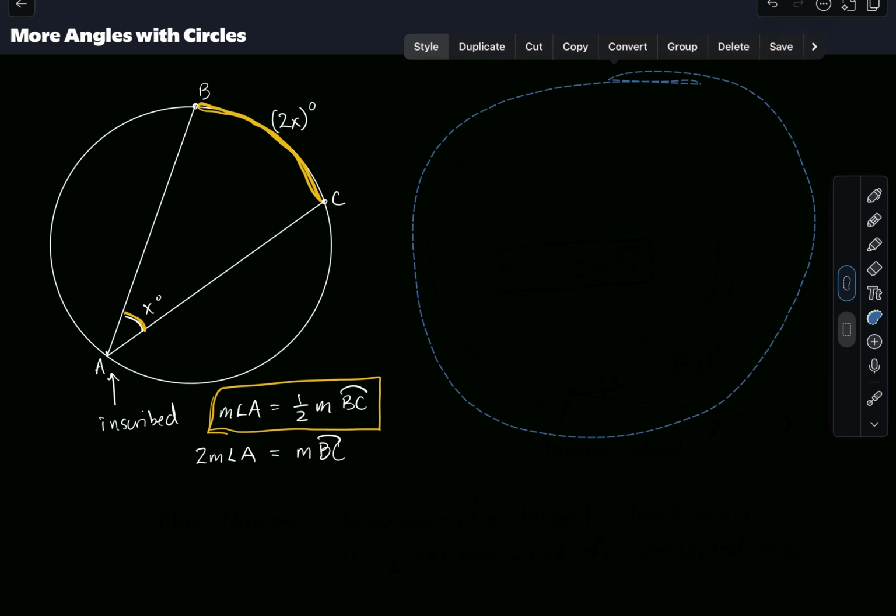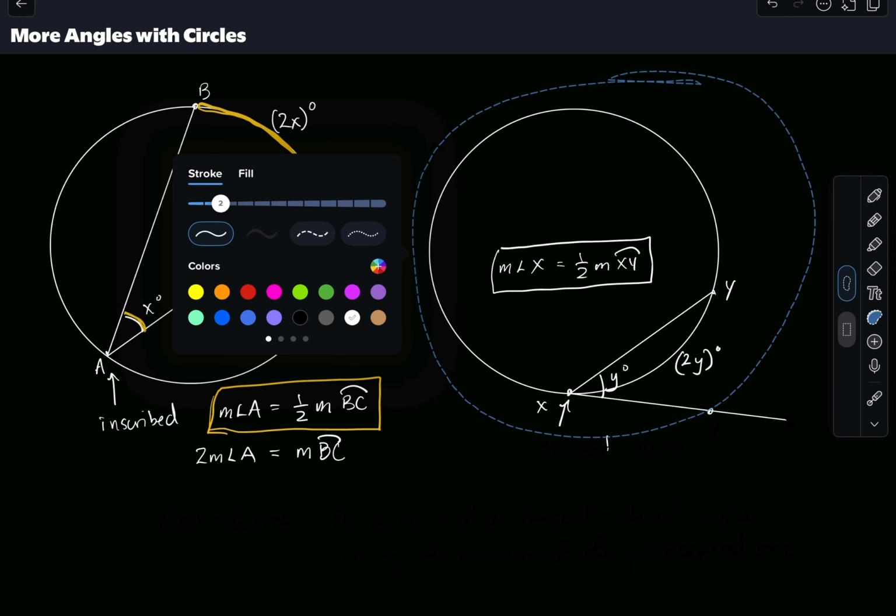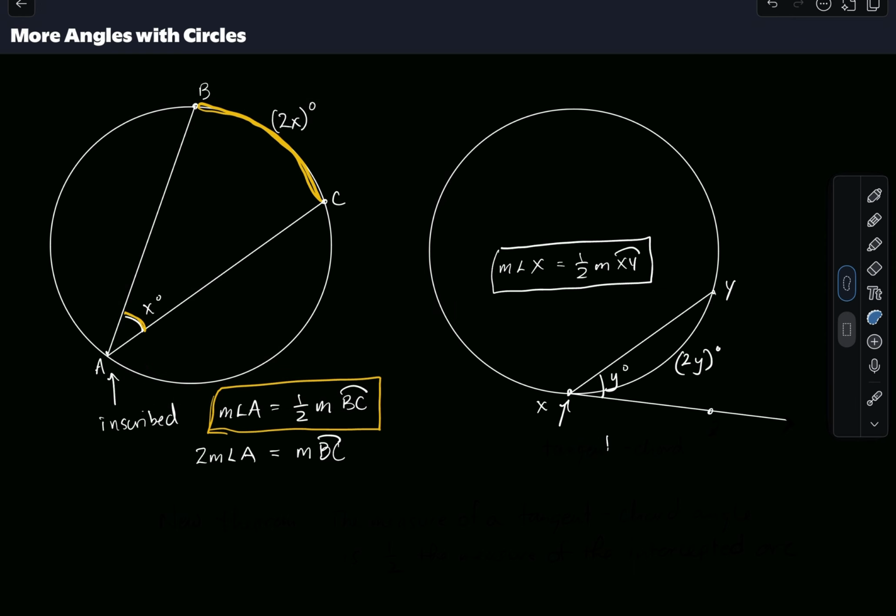So let me just call something up here for you. Hey, look, I have here a new type of angle. And this angle is what we call a tangent chord angle. And let's look at how this is similar to the inscribed angle. They're similar in one key fashion, and that is this. The vertex of this angle is on the circle, just like it is here.